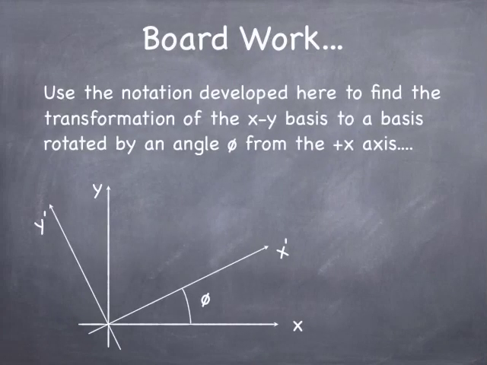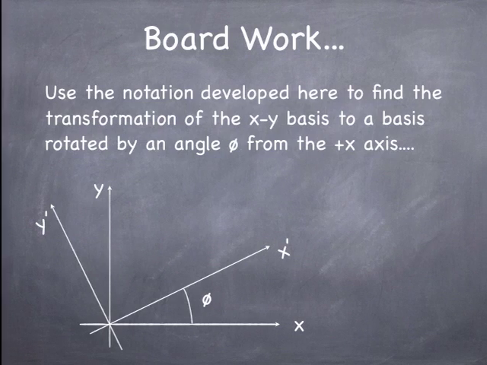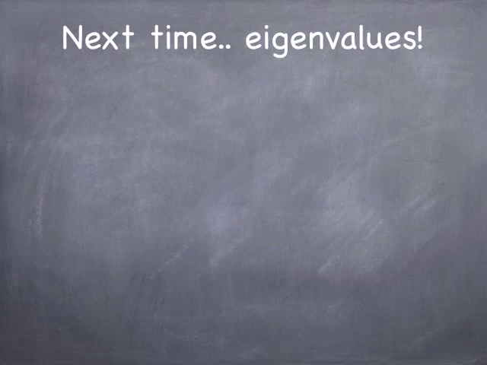Okay, so for board work today, we're going to be doing a rotation. We're going to treat the basis vectors of the original x and y axes and the basis vectors of the primed x and y axes as if they were two different bases, and they are, but we'll be using the notation and the concepts from this lesson to calculate the transformation to convert a vector from one basis to the other basis, okay? And you'll probably recognize it when we're done, but we'll use the techniques described in this lesson to do that. And next time we'll move on and talk about eigenvalues. That's it for today.